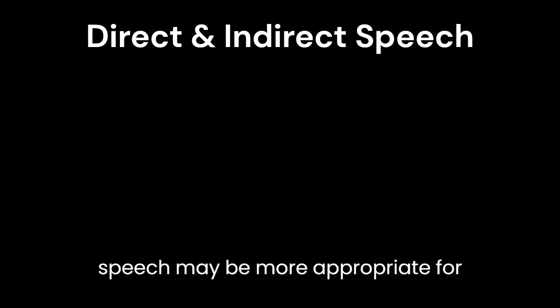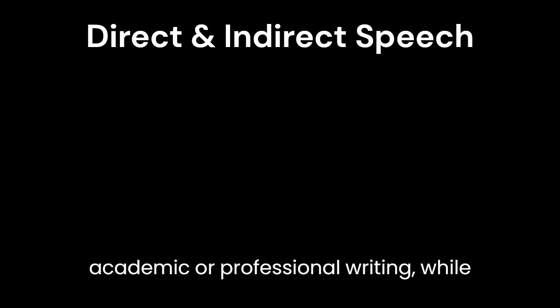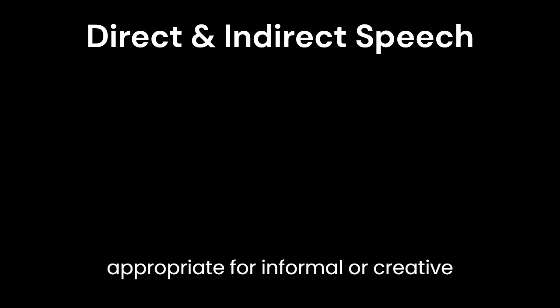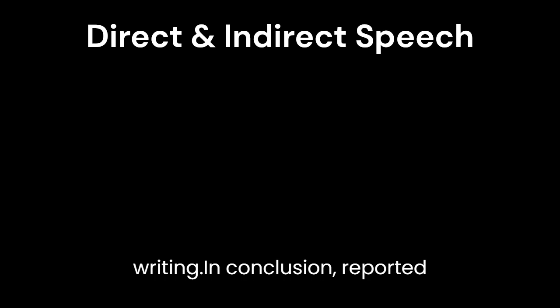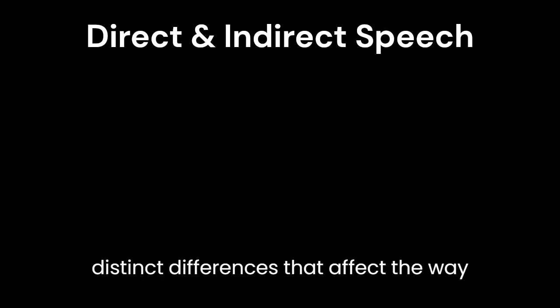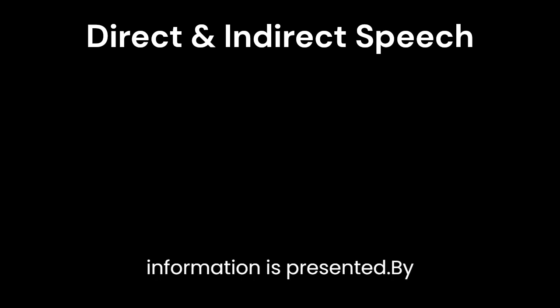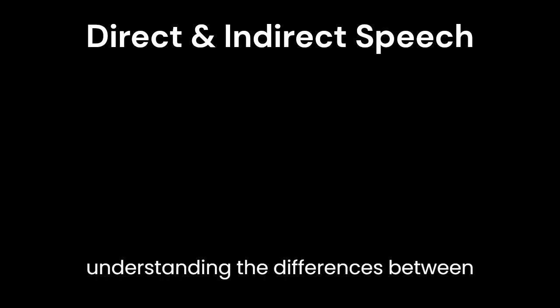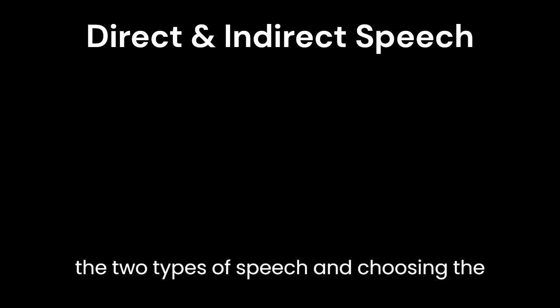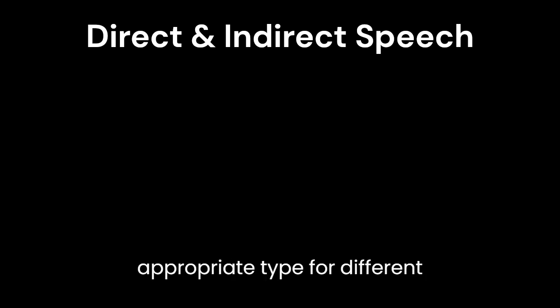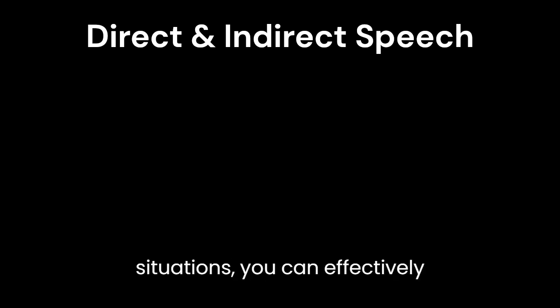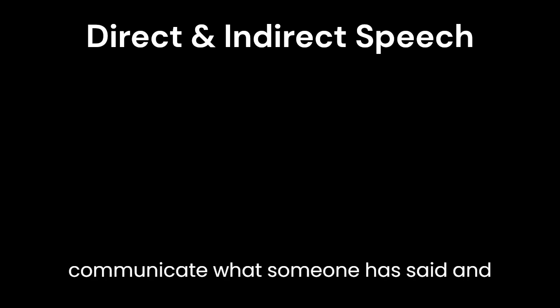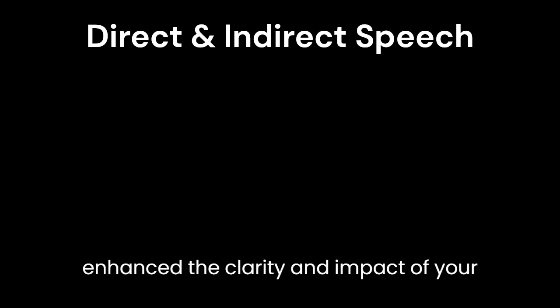Reported speech may be more appropriate for academic or professional writing, while unreported speech may be more appropriate for informal or creative writing. In conclusion, reported speech and unreported speech have distinct differences that affect the way information is presented. By understanding the differences between the two types of speech, and choosing the appropriate type for different situations, you can effectively communicate what someone has said and enhance the clarity and impact of your writing.